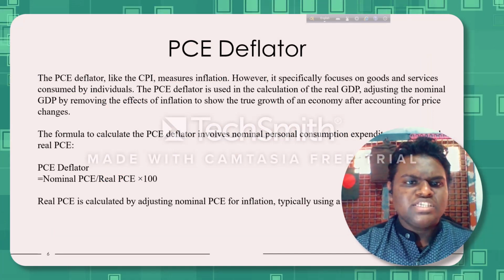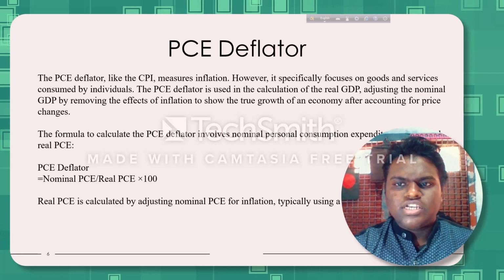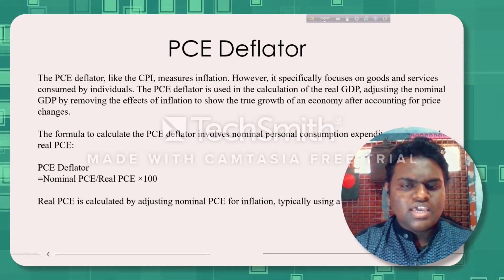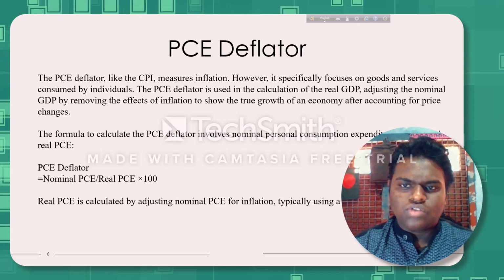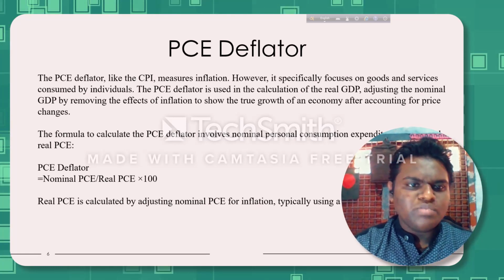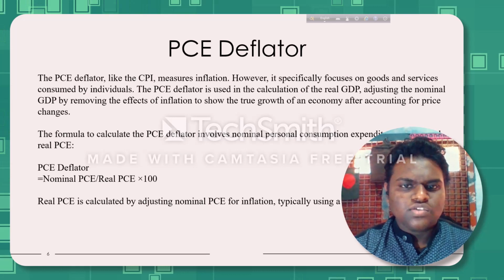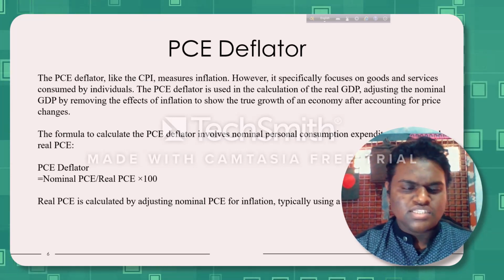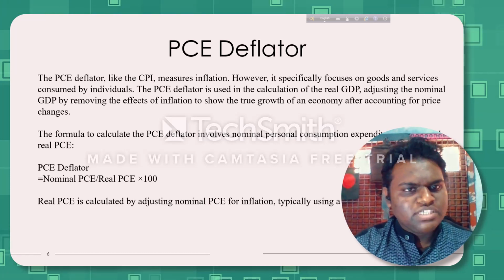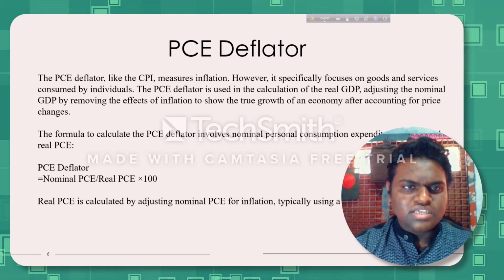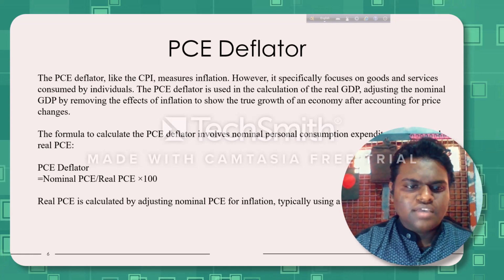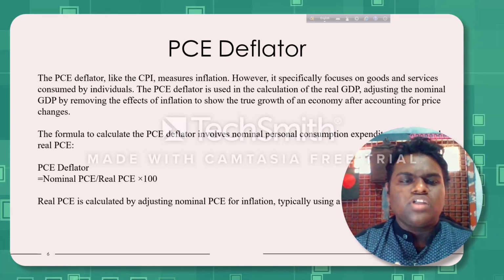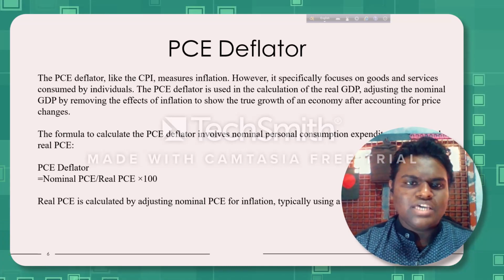Like the CPI, it measures inflation; however, it specifically focuses on goods and services consumed by individuals. The PCE deflator is used to calculate the real GDP, adjusting the nominal GDP by removing the effects of inflation. The formula to calculate the PCE deflator is the nominal PCE divided by the real PCE, times 100. The real PCE is calculated by adjusting the nominal PCE for inflation, typically using a base year's prices.